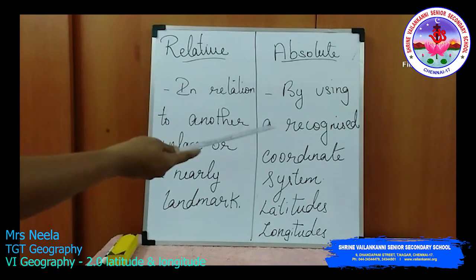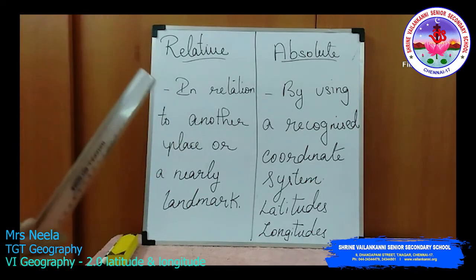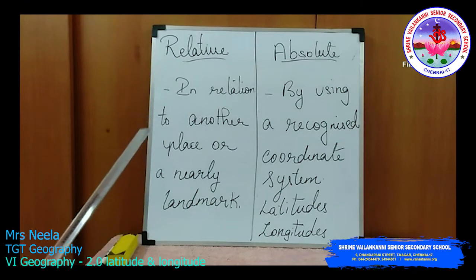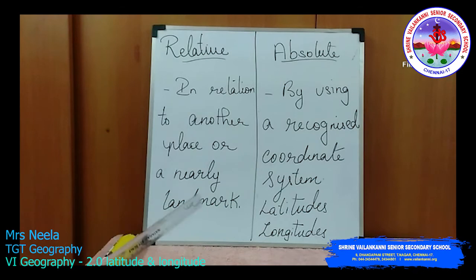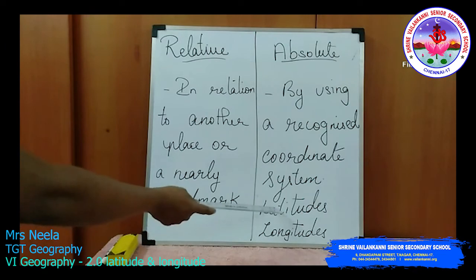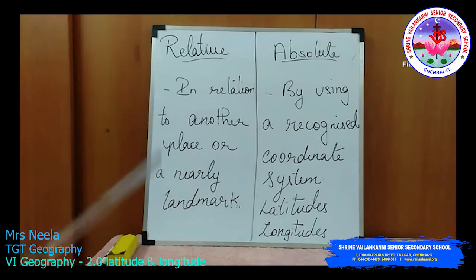But in the absolute location, we use a recognized coordinate system. What is that? Nothing but the latitudes and longitudes. With the help of latitudes and longitudes, we find the absolute location of a place. That is what Google Maps and other cabs or taxis use; by using latitude and longitude measurements, they locate places. We will also see in detail now what latitudes and longitudes are.